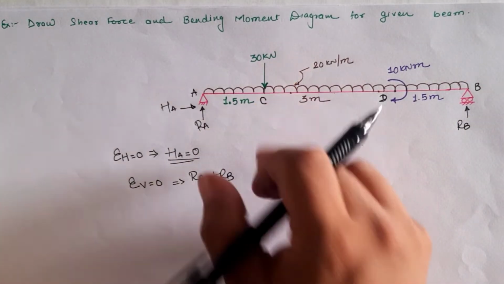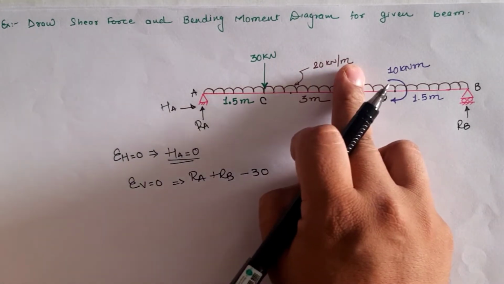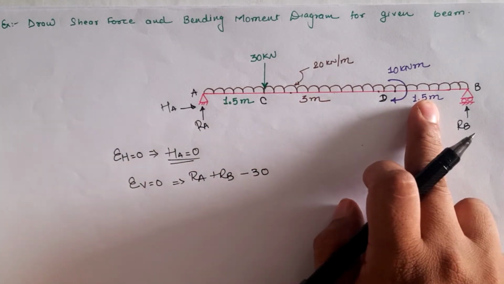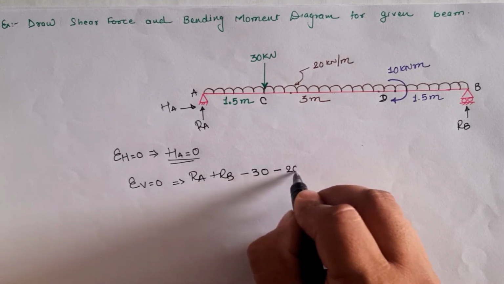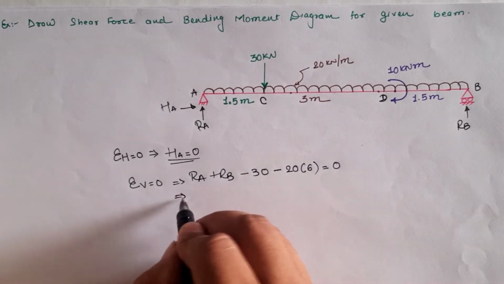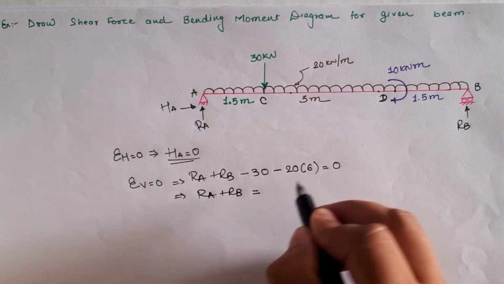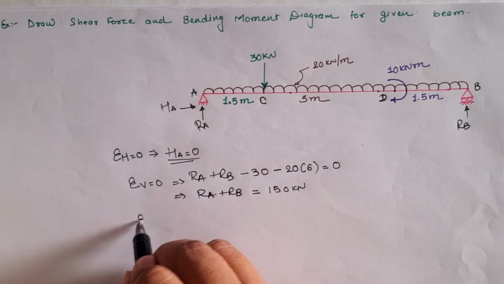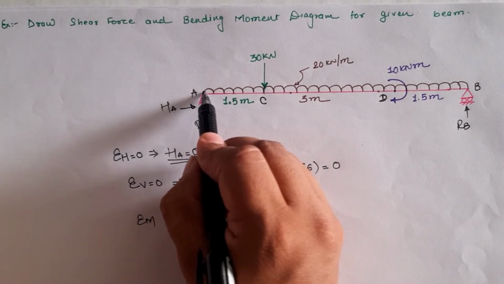Now the downward force is 30 kN, so it is minus 30. 20 kN per meter UDL over the entire span, and the value is 1.5 plus 3 plus 1.5 as 6 meter. So it is minus UDL as 20 and distance as 6, which must be equal to 0. Now solving this value, we will have RA plus RB, which is equal to 150 kilonewton.